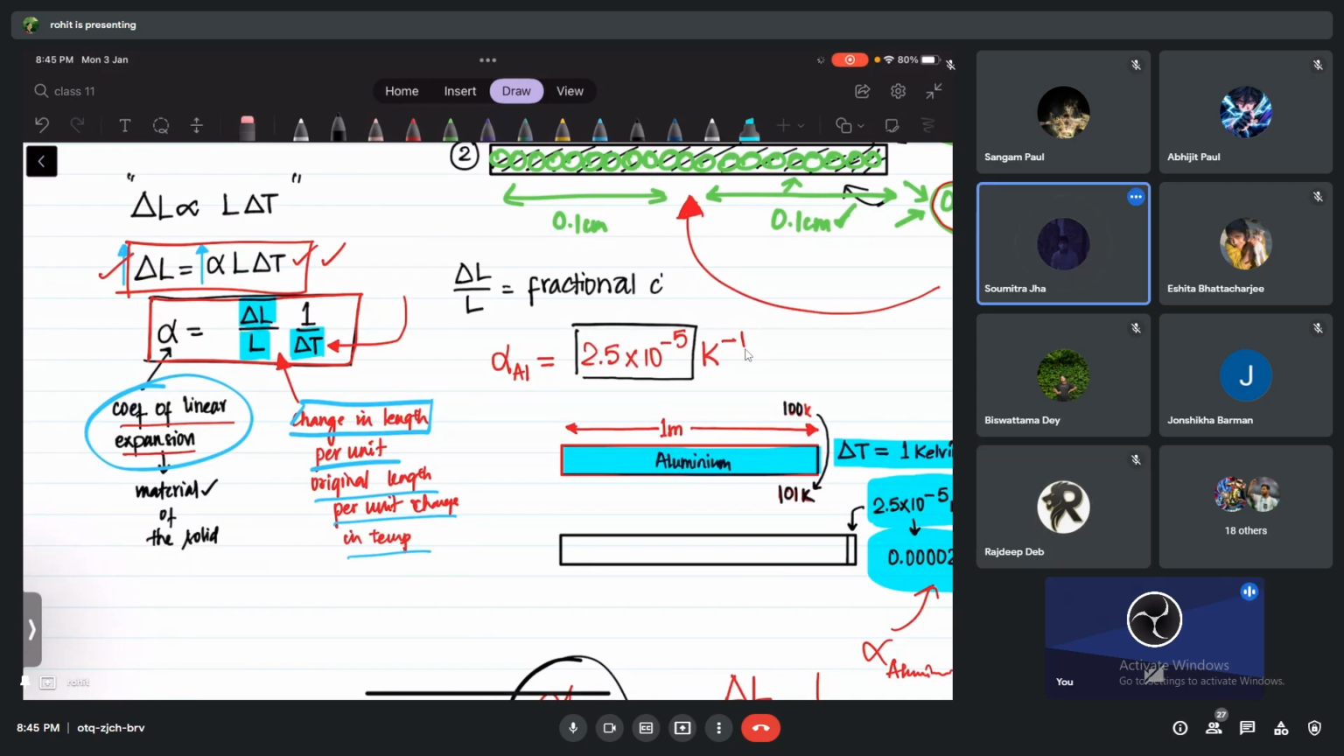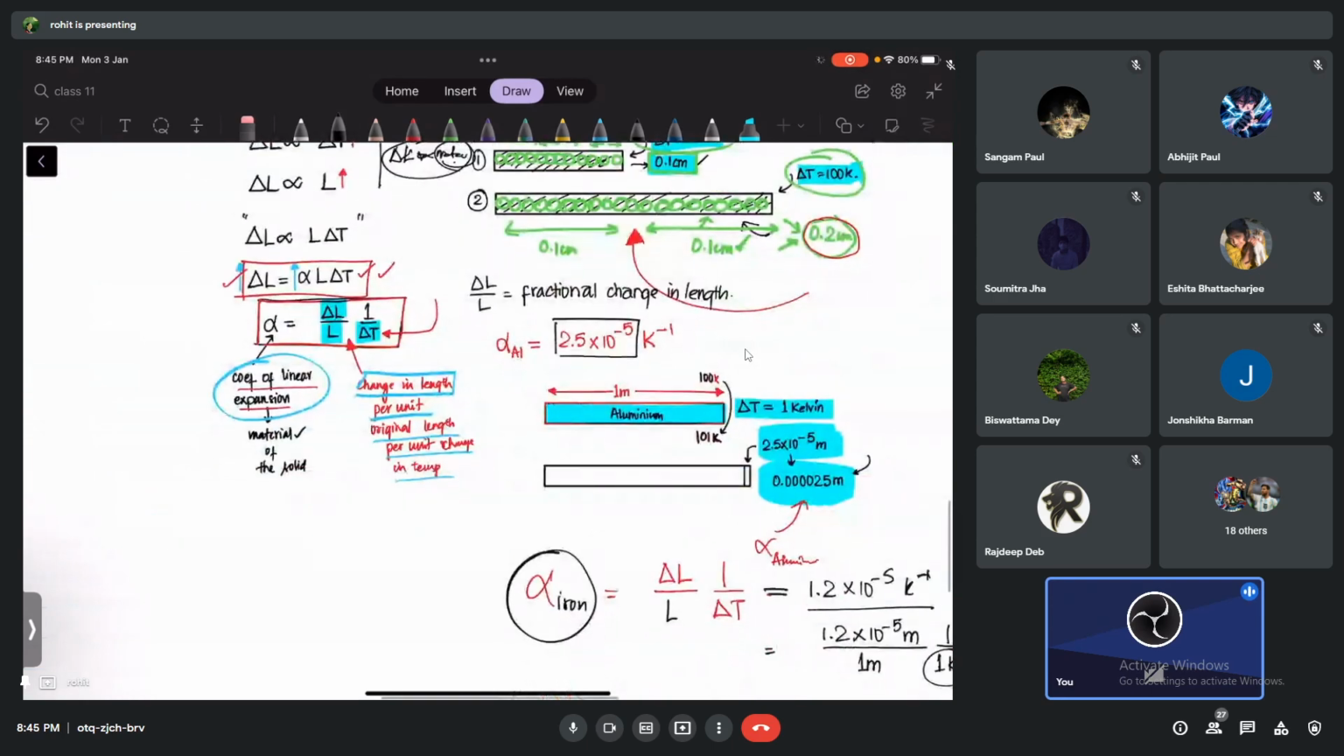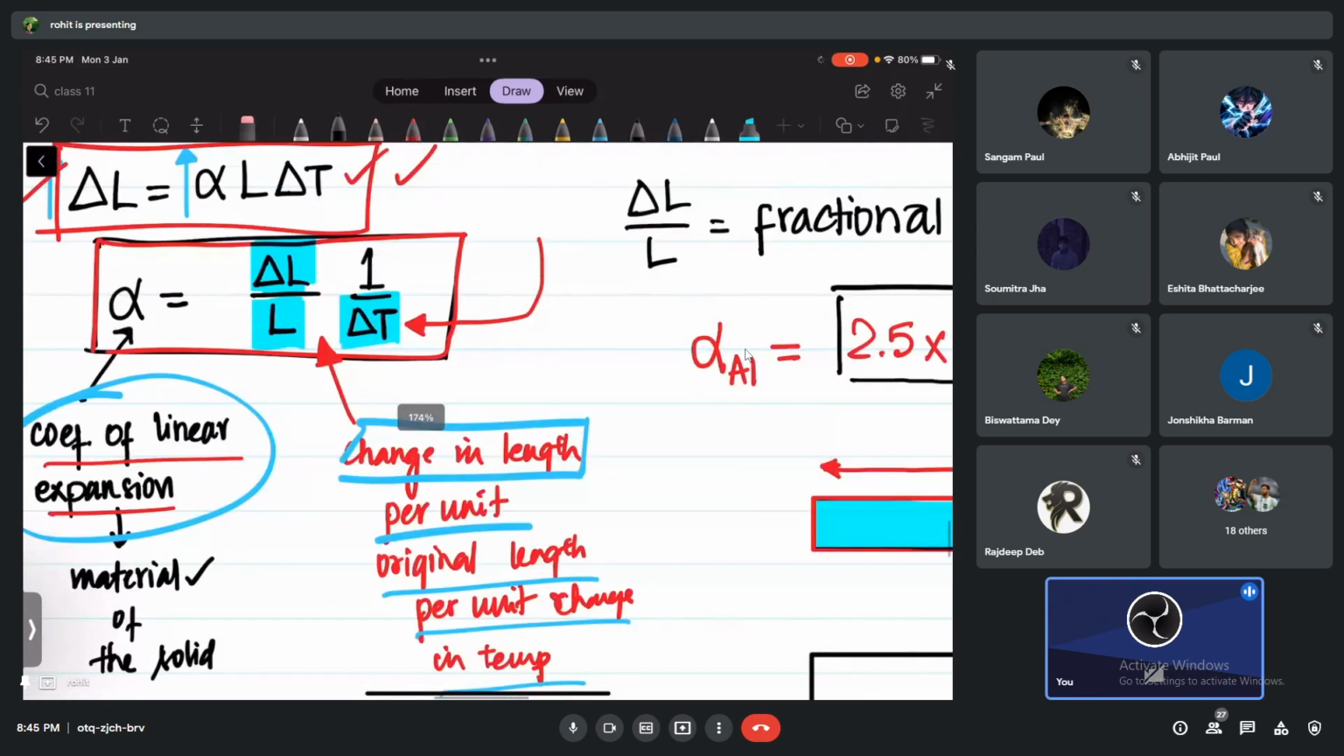Fractional change. We call it fractional change in length. What fraction of the length has been changed? No, what fraction of the original length, right? So we call it fractional change in length. This is also what we can do. And I think units is very simple, right?